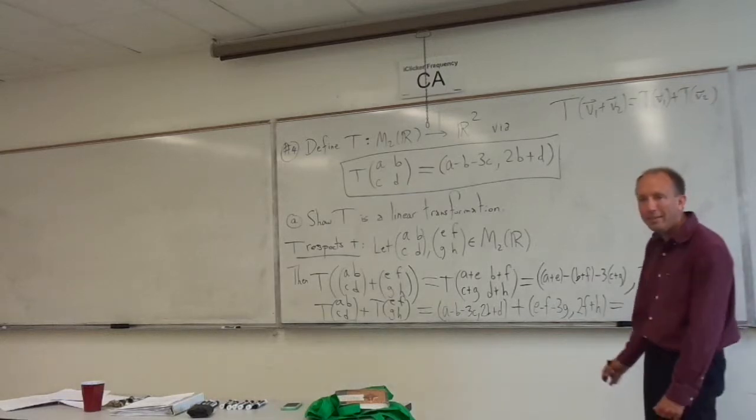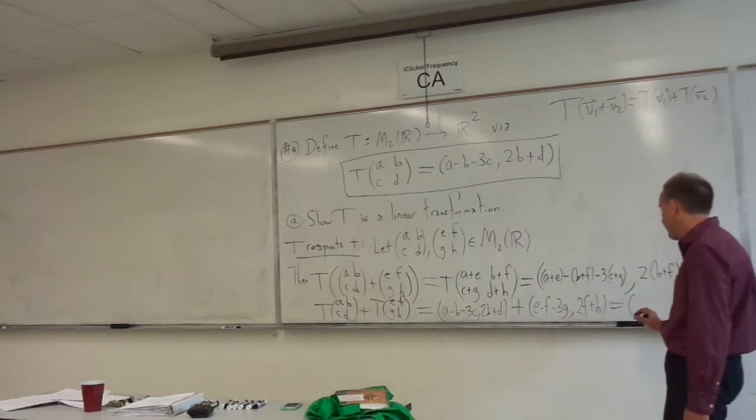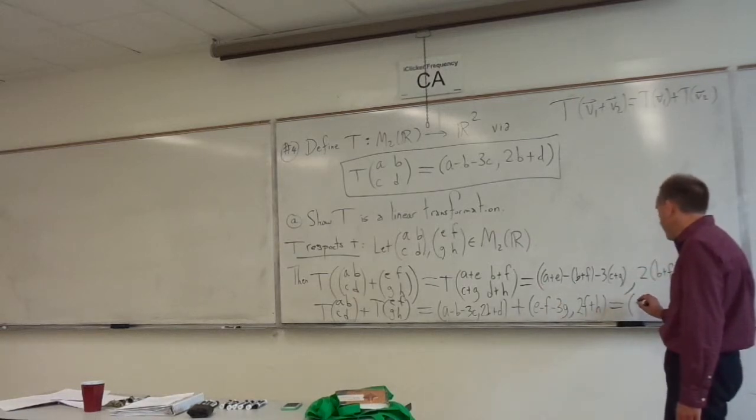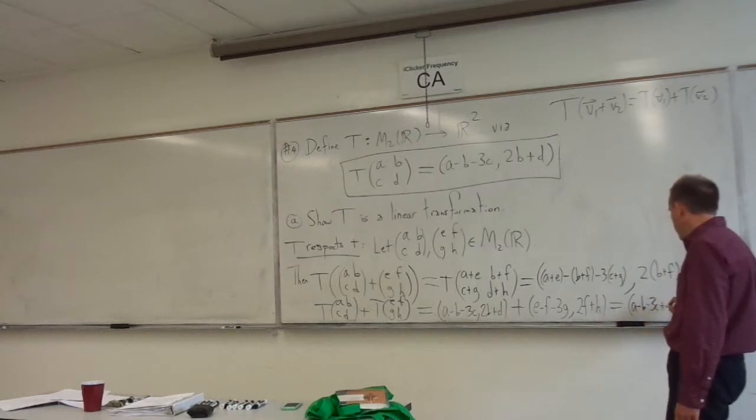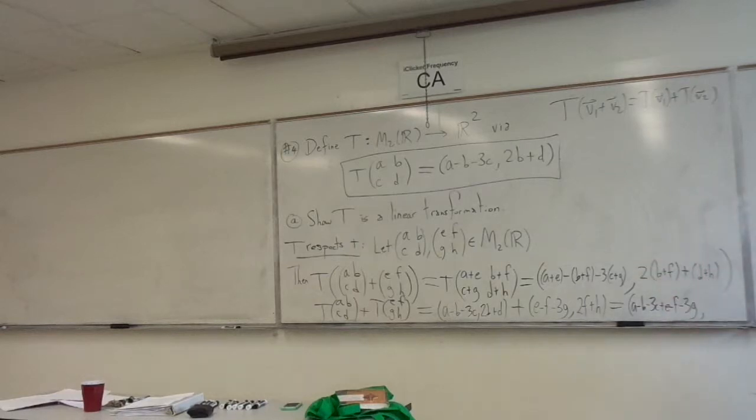You starting to see it come together? Yeah? So the left slot is going to be, I'm just going to start adding this together. So A minus B minus 3C plus E minus F minus 3G. Just add all of that together. And then the second slot is 2B plus D plus 2F plus H. It's a little bit small, but that's the idea.